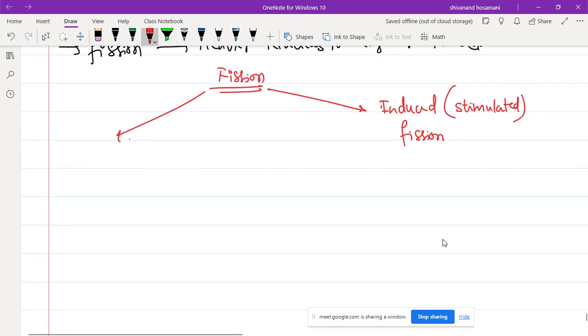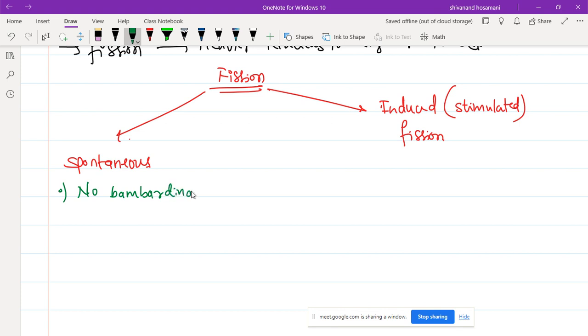Here we define another fission part as spontaneous fission. Actually, no bombarding particle is required. No incident particle is required. We call that a bombarding particle. No bombarding particle required. Then the second one, in case of induced fission, bombarding particle is required.